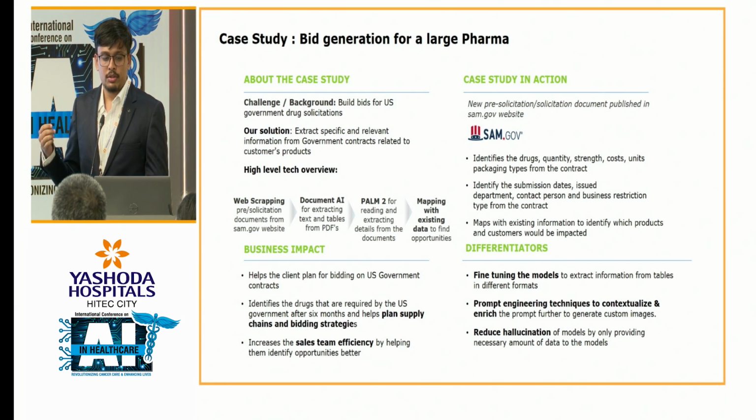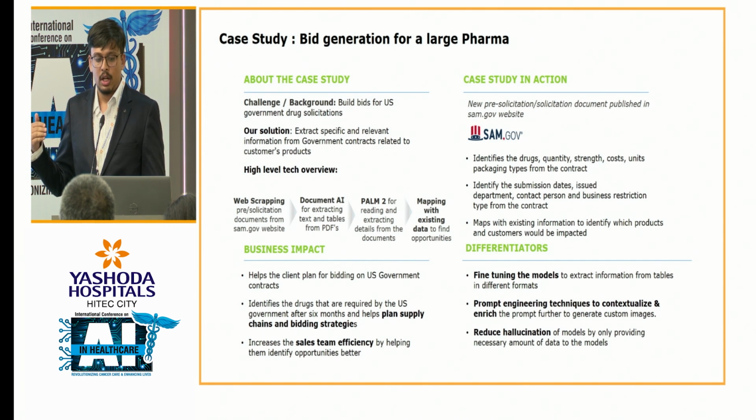So what happens is when there is a pre-solicitation or a solicitation for a drug, in the US government's case, it is published on sam.gov. That's a US government website, and they don't just publish pharma related contracts, they publish all kinds of contracts. So there used to be sales teams that read through all of the contracts, identify the pharma related contracts, identify the drugs, quantity, strength, cost, units, etc., and then identify the submission dates, issue department, etc.